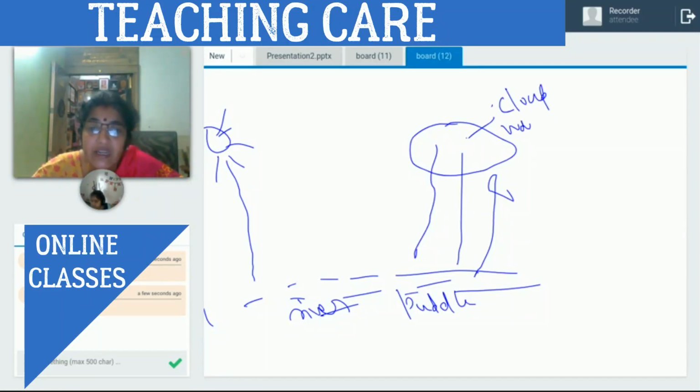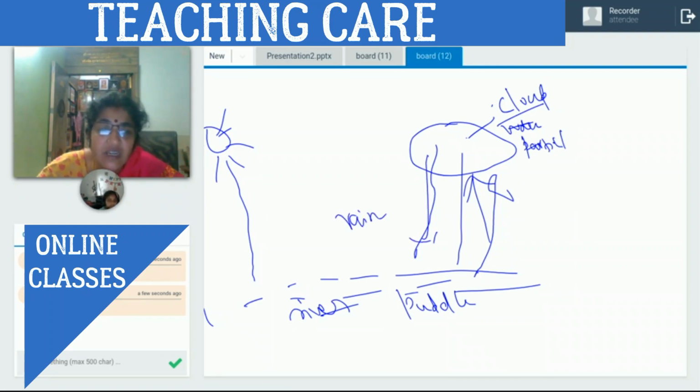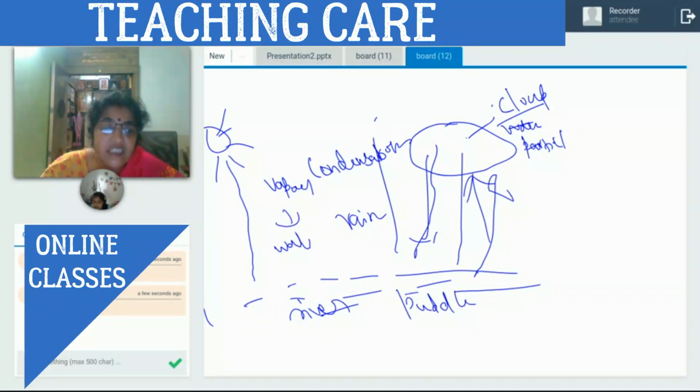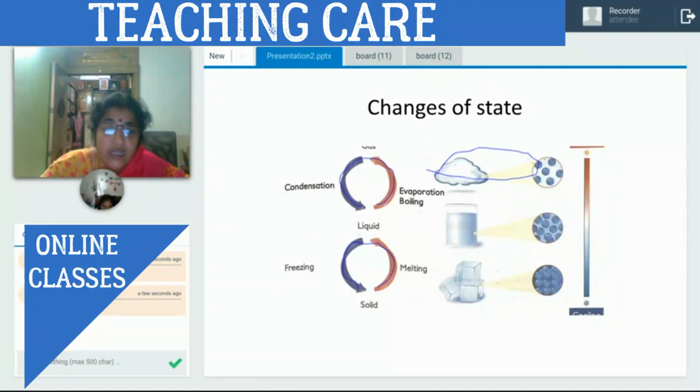So the cloud is water particles. The vapor will settle in the cloud as water particles, which will come as rain. That is called condensation. So condensation is vapor to water. But how did this water first change to vapor? That was the first step, right? So liquid water, if it goes to gas, then it is evaporation or boiling, right? But if the gas comes as liquid, it's called condensation.